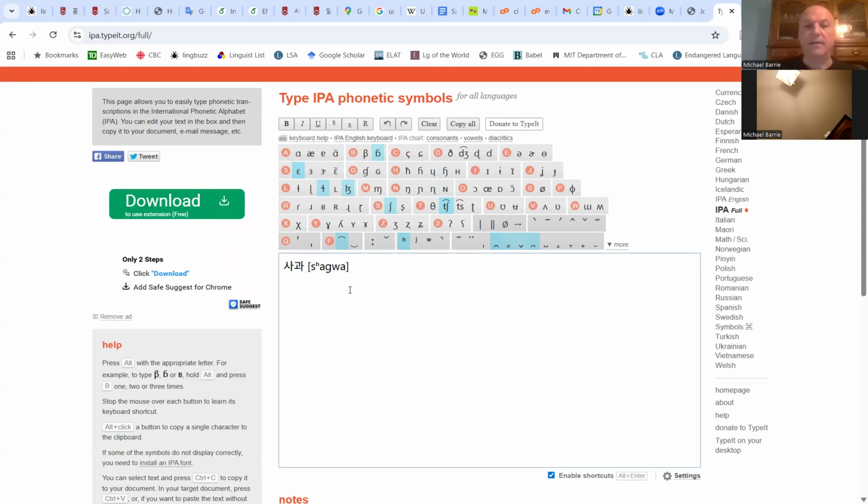Let's try some front vowels. Okay. The next word we will try is genni.